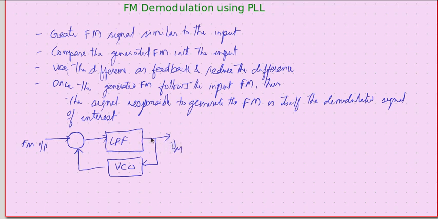So whatever modulating input was used to generate the FM, the same modulating input is being used to generate another FM, and they are always equal in phase. That means they are always the same, which means this should be similar to the one which was used to generate this FM. So that's a simple way of demodulating the FM signal.